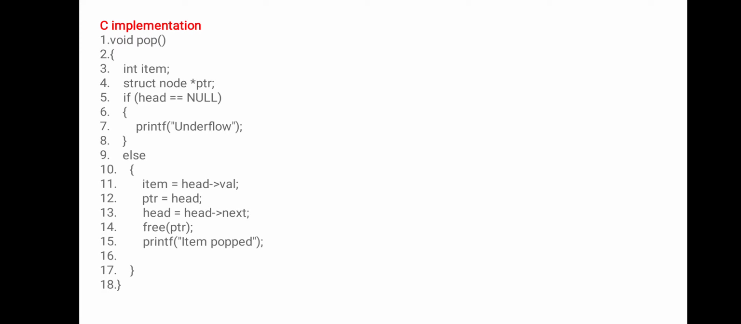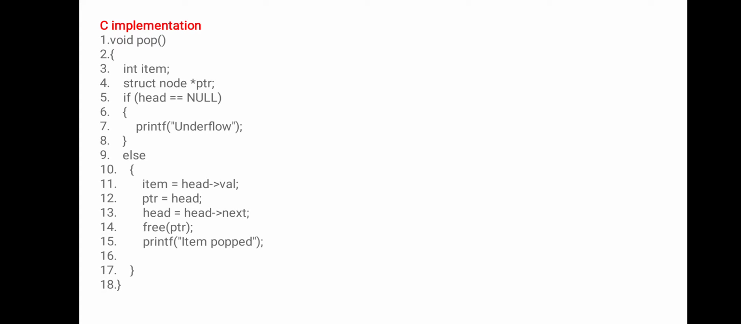And the else condition, if the stack contains elements. See, item is equal to head to value. Item means whatever item you delete from the stack. That value is assigned to item, and ptr is equal to head, and head is equal to head to next. Head to next means one position is moved forward, and free of ptr. Free of ptr means the memory space occupied by the deleted element is freed.